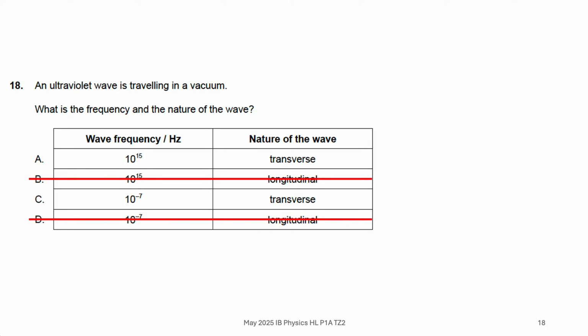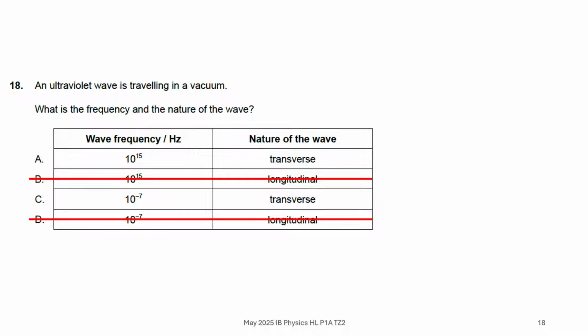Remember, transverse means we have an oscillation, a vibration, a disturbance, which is at right angles or perpendicular to the direction of energy transfer. And in this case, that's what our ultraviolet waves do. Again, we're ruling out answers here. We need to now think about the frequency.